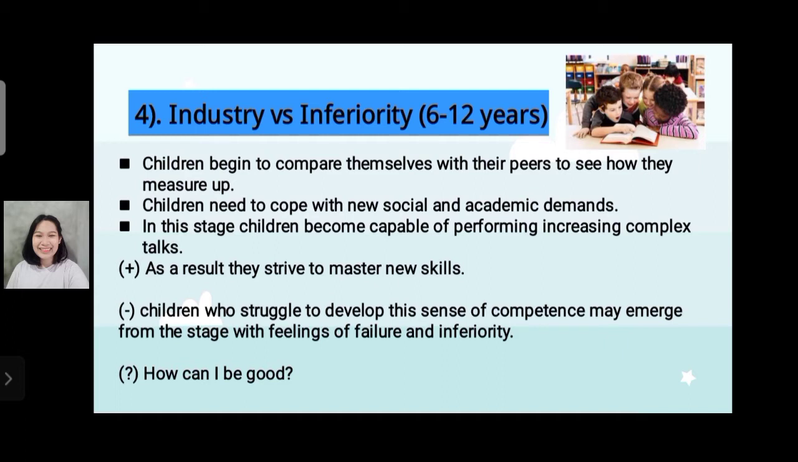In this stage, 6 to 12 years, I remember when I was in grade 3, one of my classmates was struggling in reading. At that time, my teacher told me that I should teach him so that he would not struggle in that skill, right? Learning skills, reading skills. Negative: children who struggle to develop this sense of competency may emerge from the stage feeling failure or inferiority. So the question here is, how can I be good? How can I enhance or be good at that particular thing?